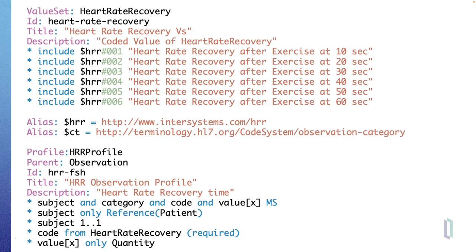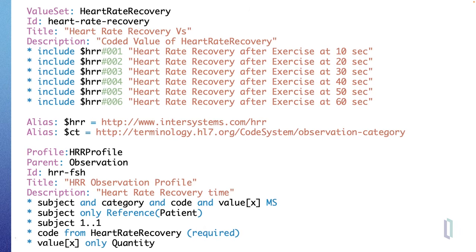The $HRR is going to be to our code system, which happens to be www.intersystems.com/HRR. And I'm also going to set up an alias to this observation category from HL7. Then we're going to go create our profile.